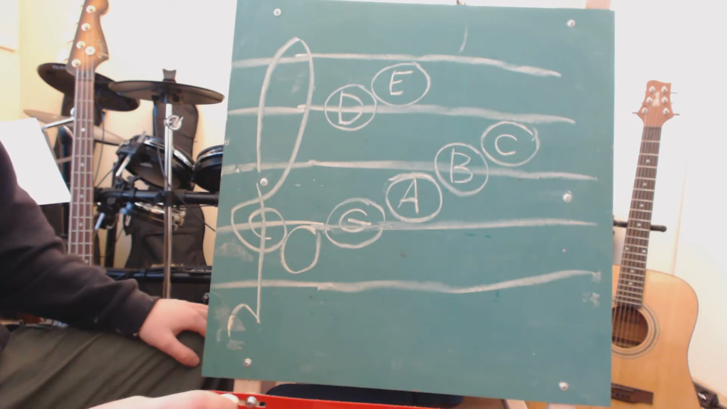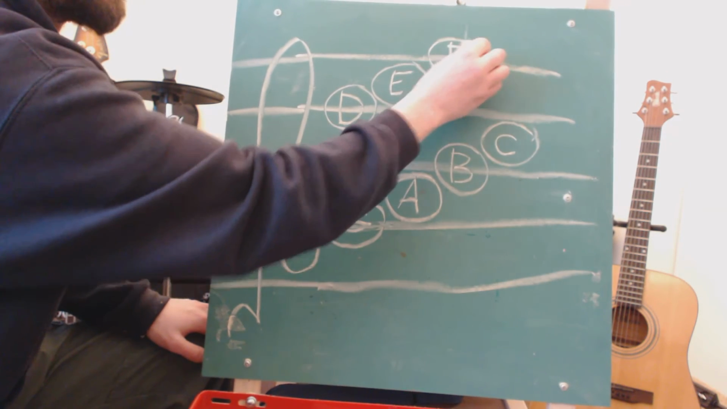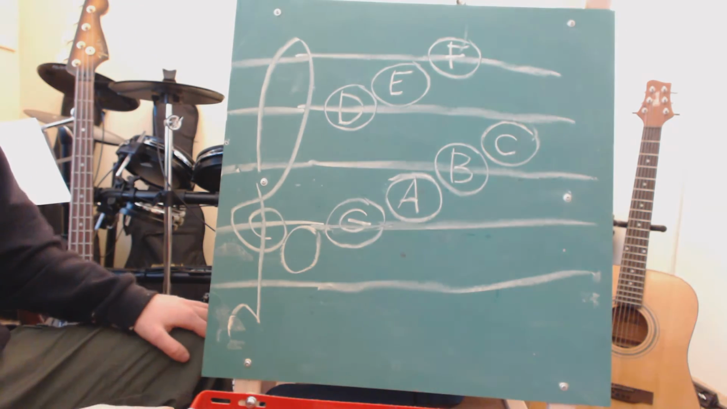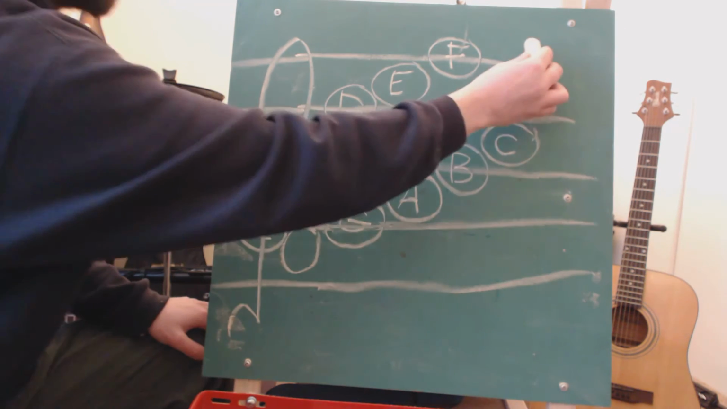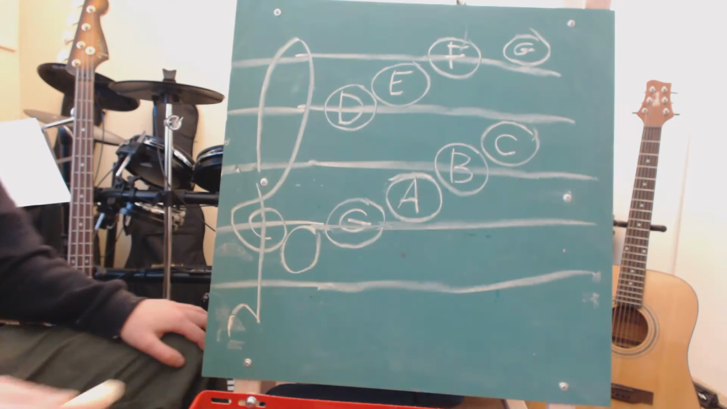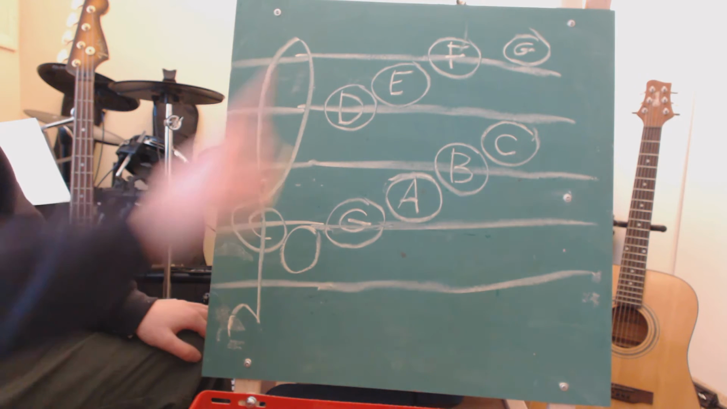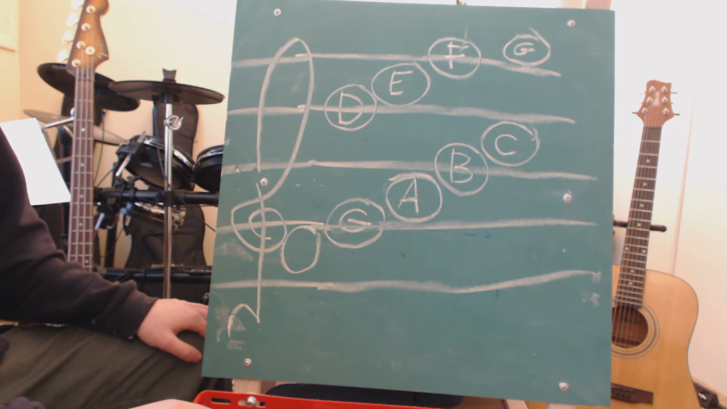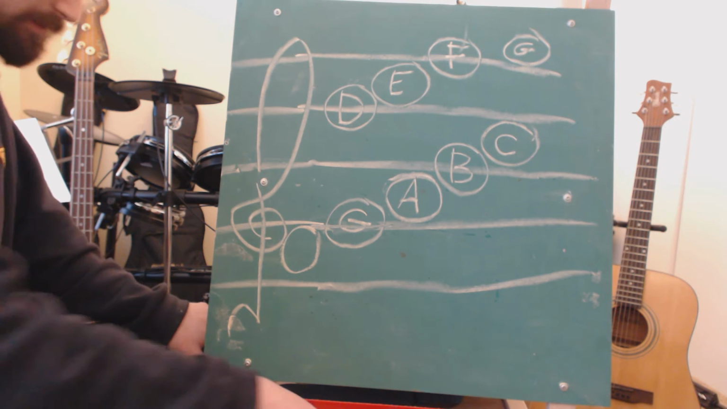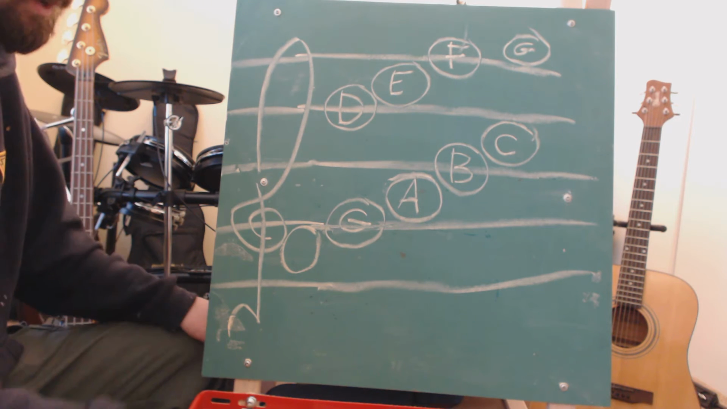So, E will be in the space above D. Then F will be on the line above E. And then G will be on the space above F. And then it'll keep going. We'll get A if we keep going up there. So the pattern works in exactly the opposite way too.